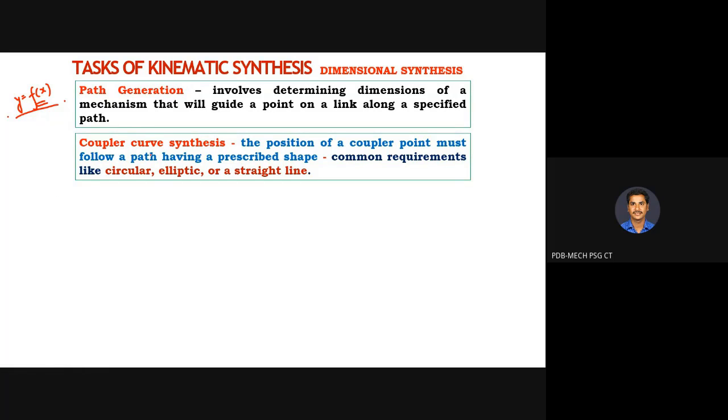So it is also called coupler curve synthesis, because a point on the coupler is going to trace some path, and that is going to be my objective. So if I work for that, it is called path generation dimensional synthesis.